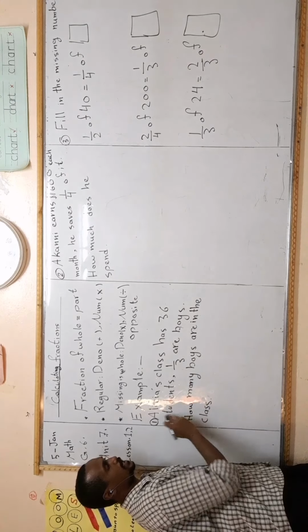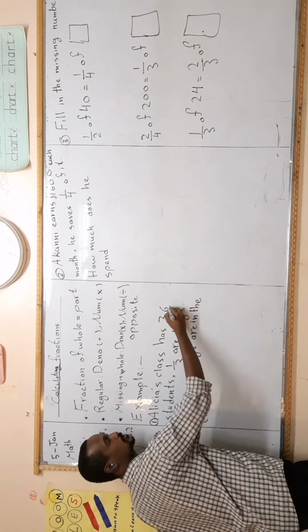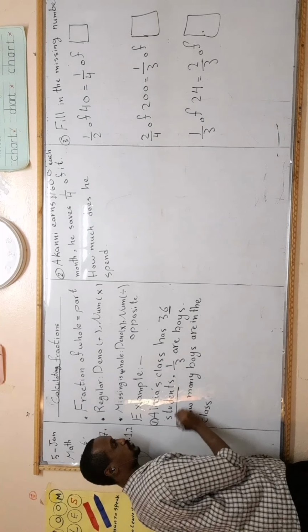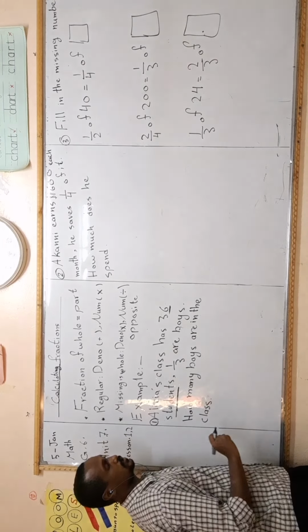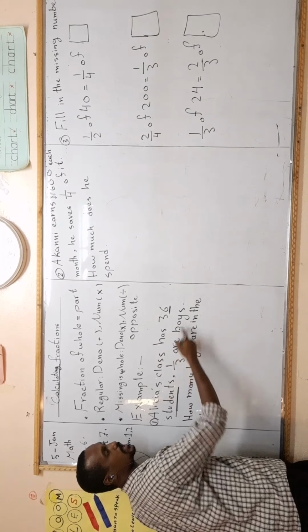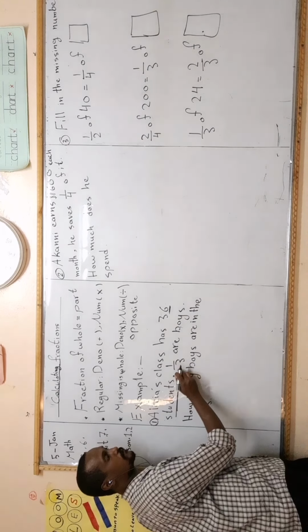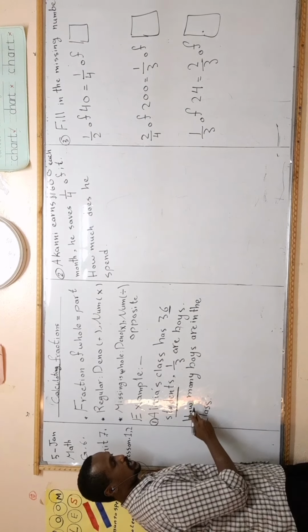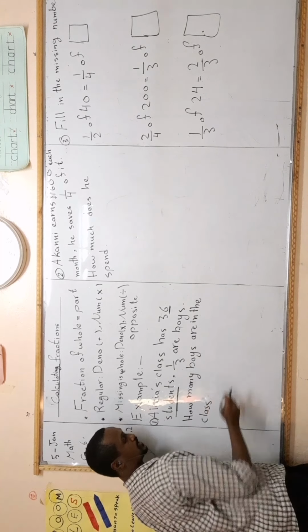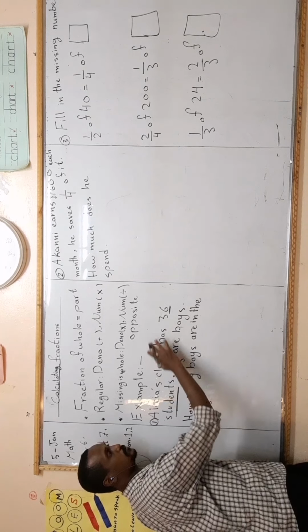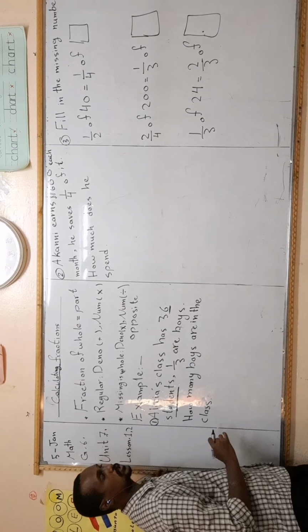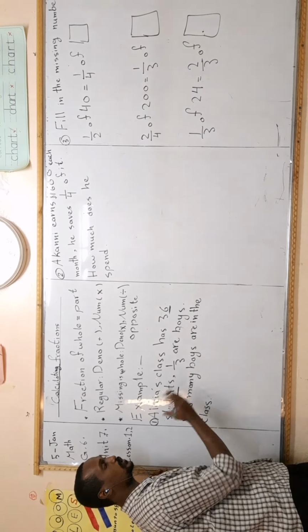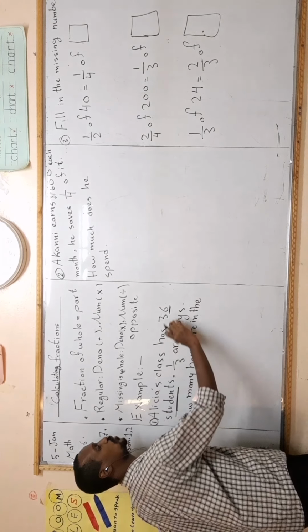First example. Alicia's class has 36 students. That means all of the class has 36. 1/3 are boys. 1/3 of the class is what? Boys. Okay? How many boys are in the class? So you have the number of students and you have the number of boys. Which one is the missing? What did they give us? Students or boys?